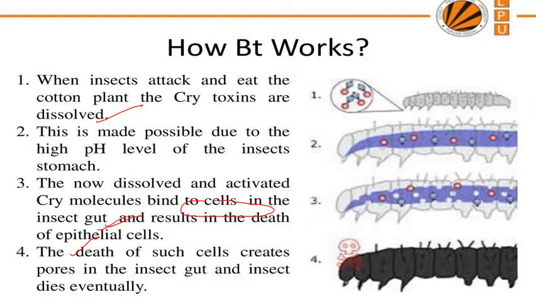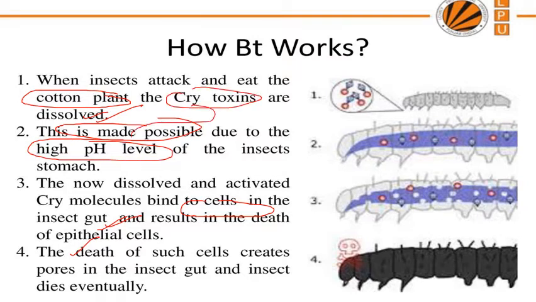How this Bt works: when the insect attacks and eats the cotton plant, the cry toxins are dissolved inside the stomach or gut of the insect. This is possible due to the high pH level of the insect's stomach. So this cry toxin gets dissolved due to the high pH level of the insect's gut.